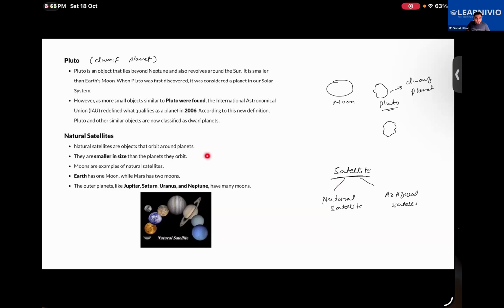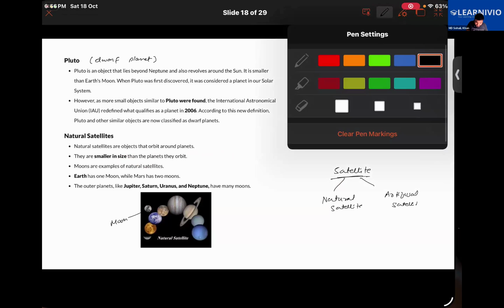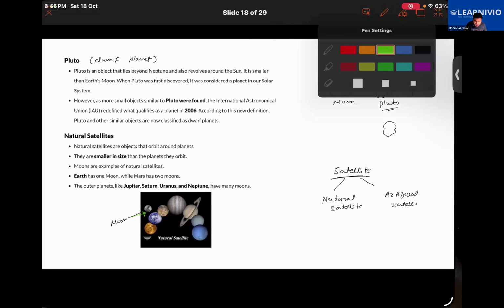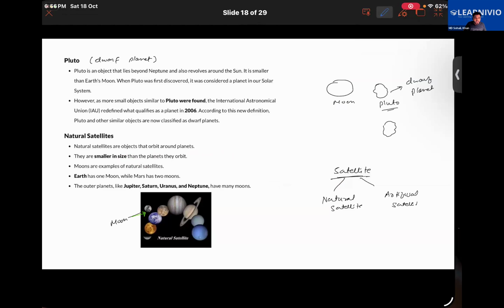They are obviously smaller in size than the planets that they orbit. For example, our moon shown here in the image is clearly smaller in size than the planet Earth. All the other moons are likewise smaller than the planets around which they orbit. So moons are examples of natural satellites. Some planets have one moon, while some can have more than one moon.